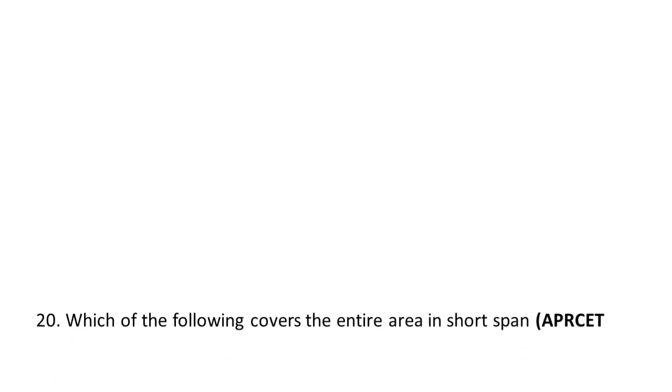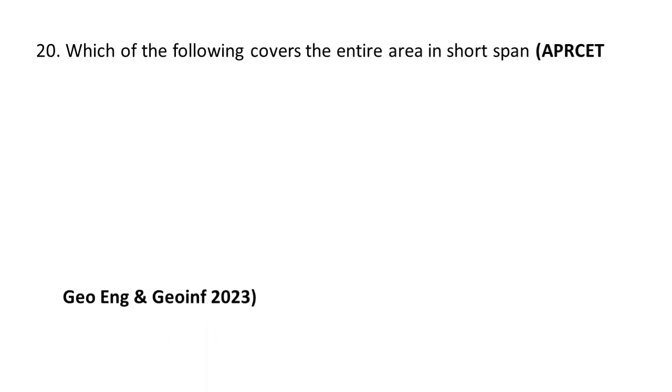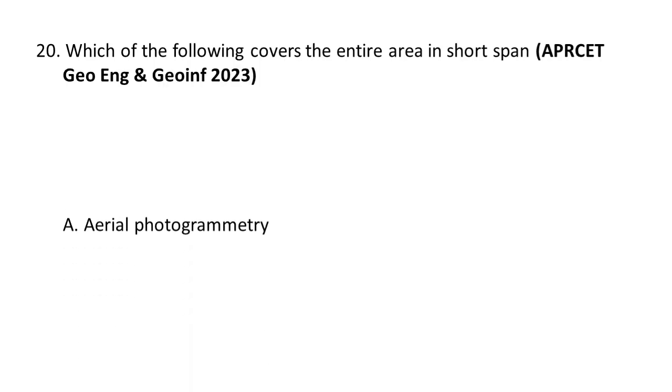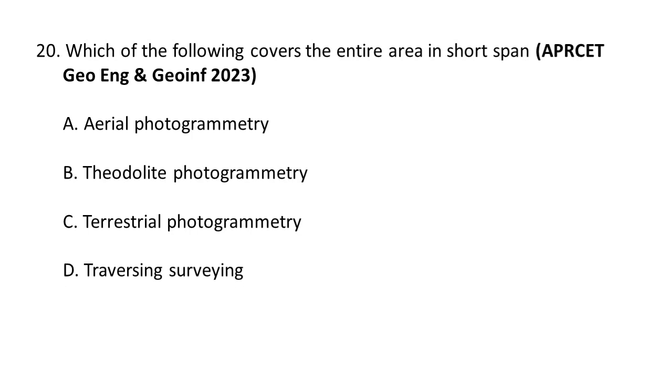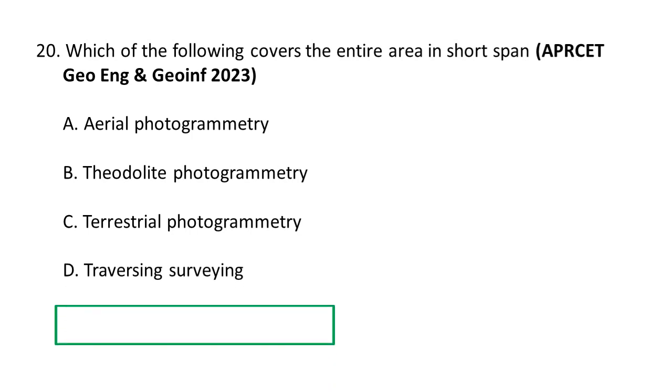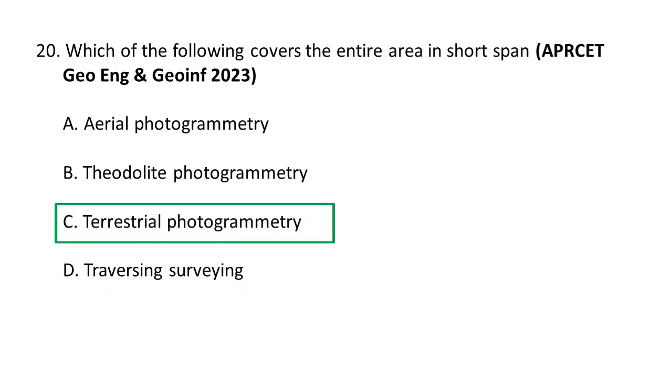Next question. Which of the following covers the entire area in a short span? A, aerial photogrammetry, B, theodolite photogrammetry, C, terrestrial photogrammetry, and D, transverse surveying. So the correct option is terrestrial photogrammetry. This covers the entire area in a short span.